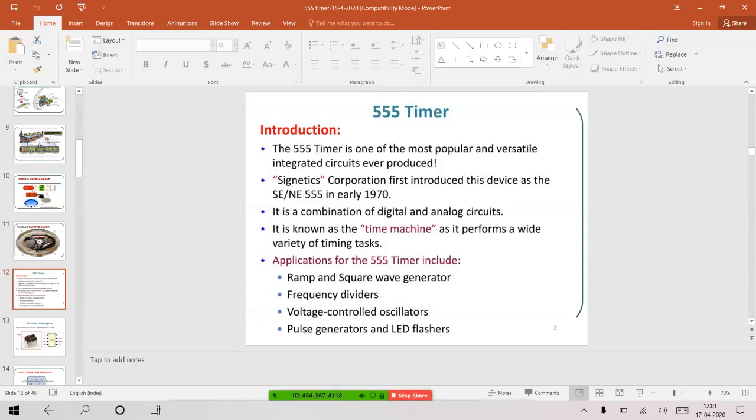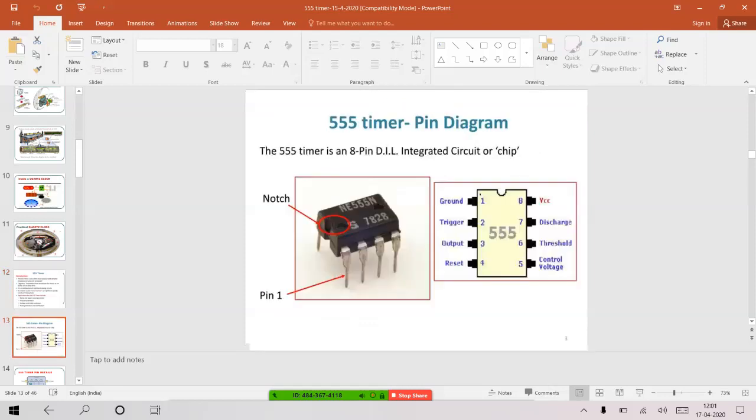So how does it look? This IC has some very important features. It's capable of generating accurate time delays required for many applications, from home appliances to industrial applications. So the IC looks like this. This is an 8-pin IC.